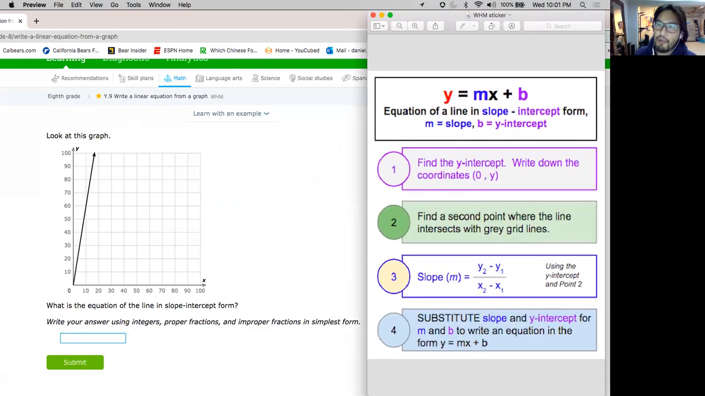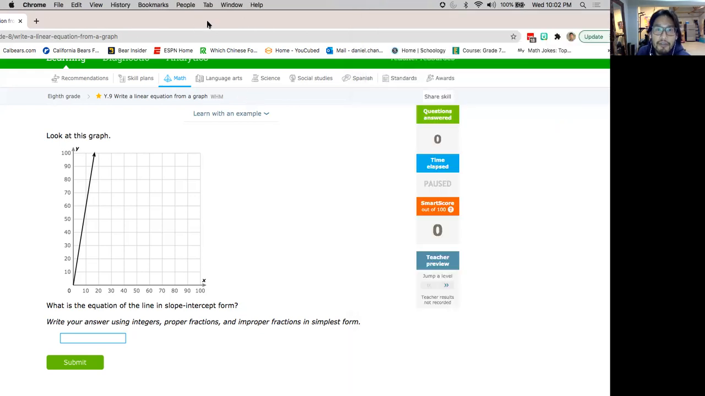All right, here we go. Here's a 4-step process for taking the generic equation of a line, y equals mx plus b, and getting to a very specific equation of a line. So here we are. We are at WHM. This is a graded IXL skill for you.